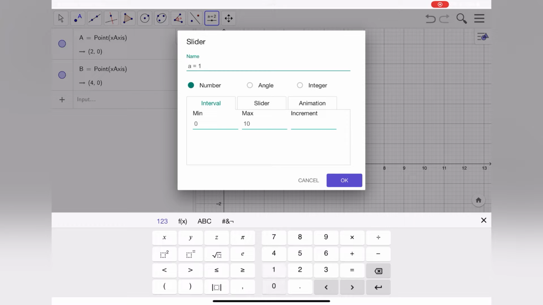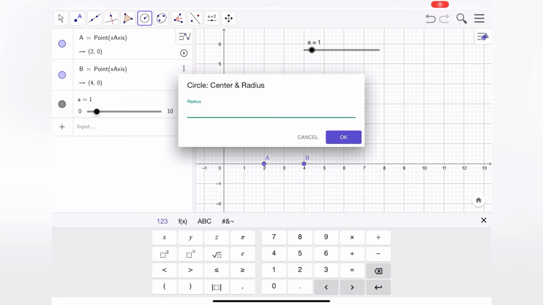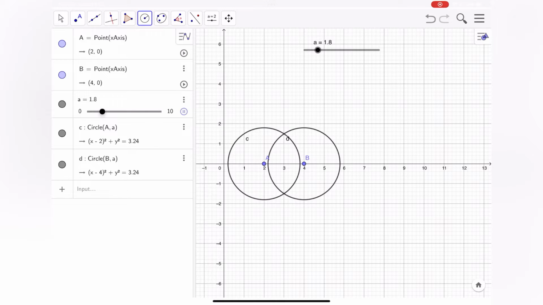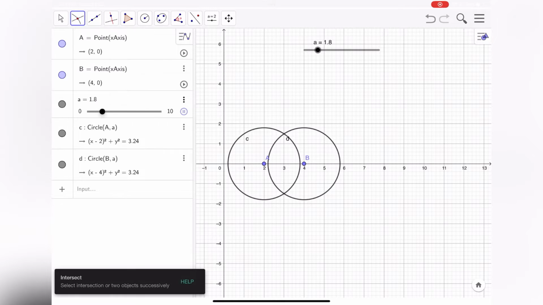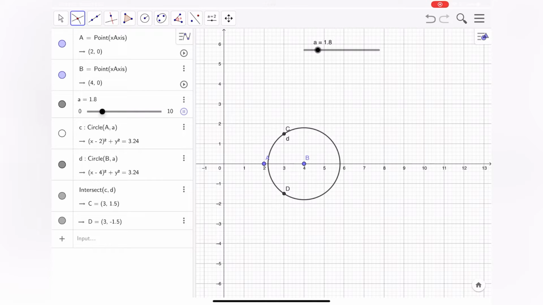For that we require a circle. I am drawing circles around A and B of radius a, where a is ranging from 0 to 10. With time, my radius will increase as a increases. After that I intersect the two circles and take the intersection points, which are C and D, which you can see here.